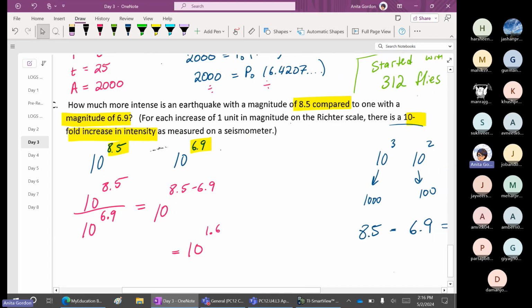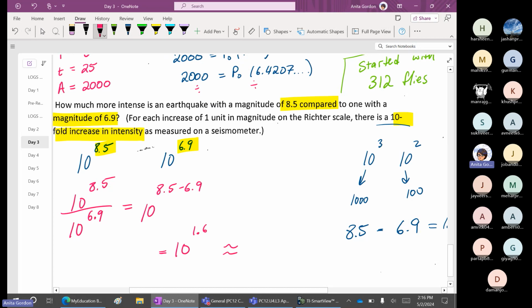Now, put this into your calculator. Approximately, how many more times in tenths is one than the other? 39 point something. It's 39 times more intense, which is way more impactful when we're talking about it this way than when we're talking about, oh yeah, it's just a 1.6 difference. But if you're standing on the ground, it is 40 times more intense. That's a big number to think about, right? Okay.